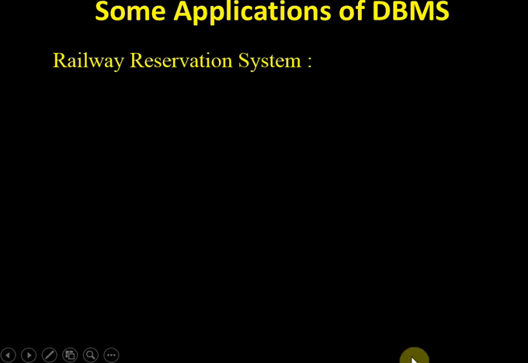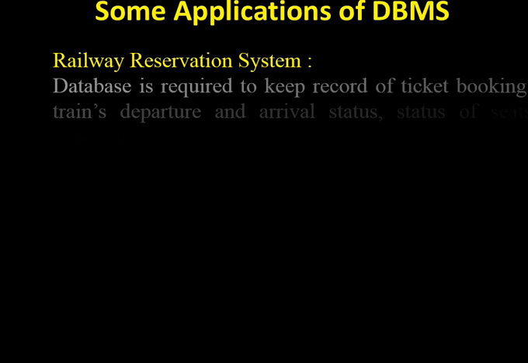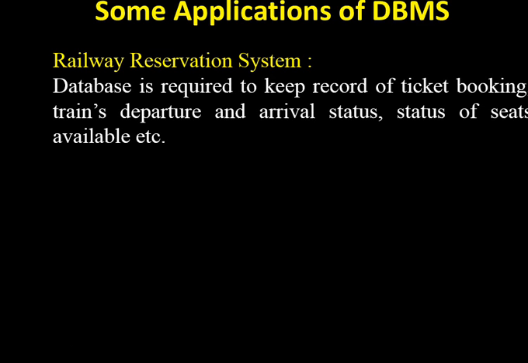Some applications of DBMS. The first application of DBMS is the railway reservation system. A database is required to keep a record of ticket booking, train departure and arrival status, and the status of seats available, etc. Now, in the railway reservation system they use a database.